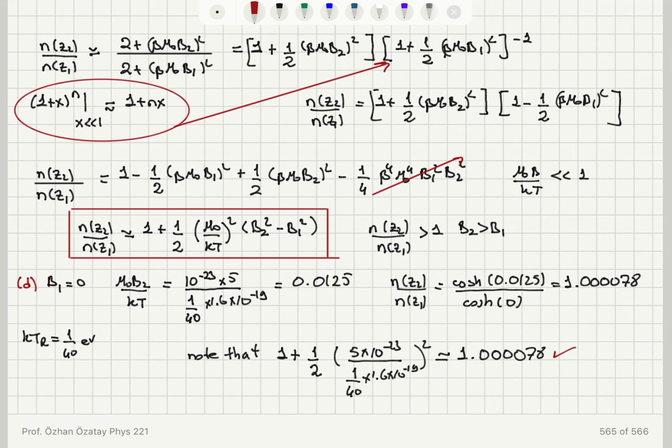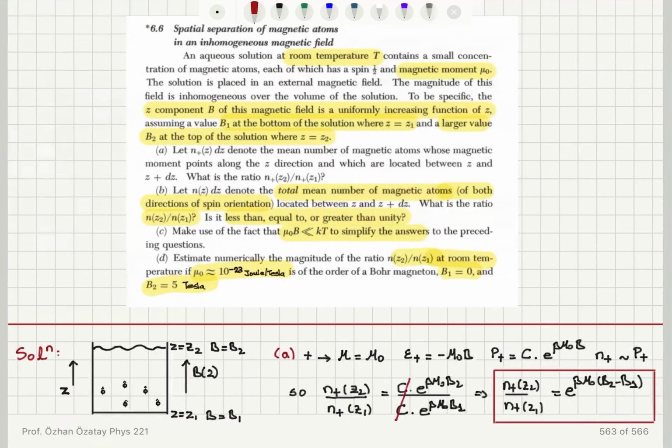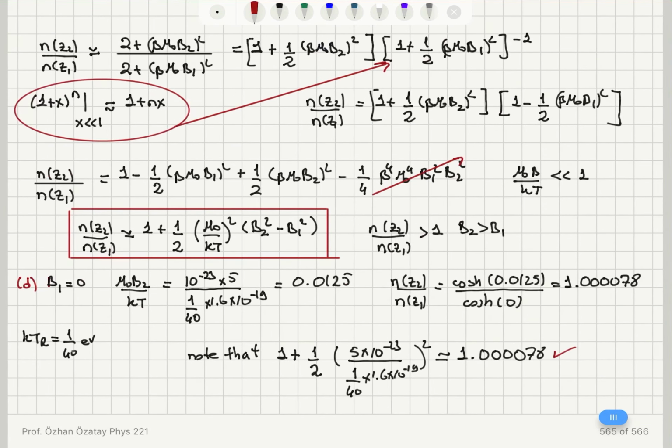So basically, by putting some numerical values here, I have checked and found that my approximation was correct in this limit, when I have beta mu 0 b much less than 1. I indeed have this approximation valid. So this would be my answer for the ratio with these numbers.